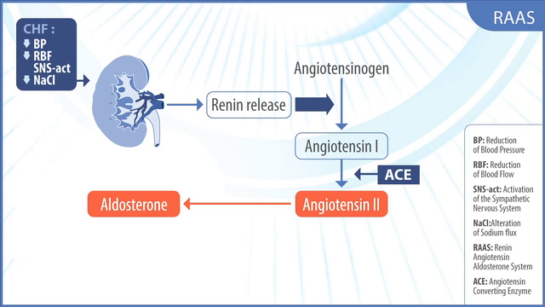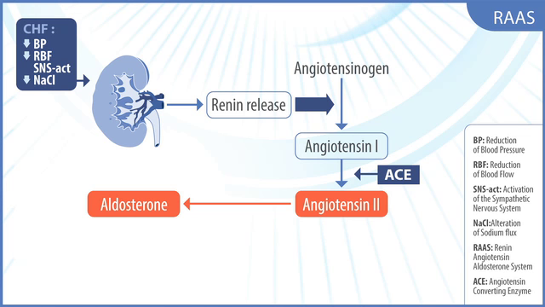Very, very briefly, we know that many things can activate the RAAS system, including the heart failure state. Anything that lowers blood pressure activates the sympathetic nervous system, alters sodium flux, will activate the release of renin, which causes angiotensin 1 to be formed. Of course, ACE causes angiotensin 2 to be formed, and then aldosterone to be secreted from the adrenal gland.